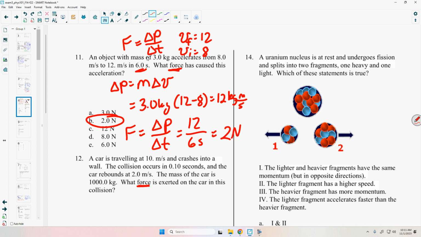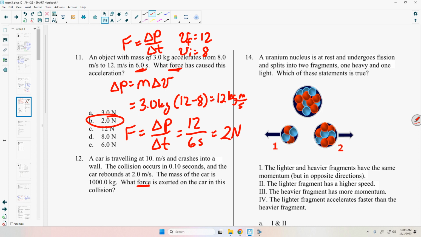Okay? Notice in number 12 that I also have a collision that occurs in 0.1 seconds. But this is a situation where the object collides into something and bounces off. So here my velocity initially is 10. My final velocity is 2 meters per second. So what is going to be my change in velocity? It's going to be 12, right. Whenever it rebounds, the difference is actually the sum of the two numbers.